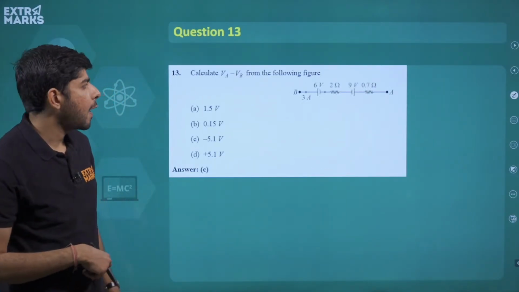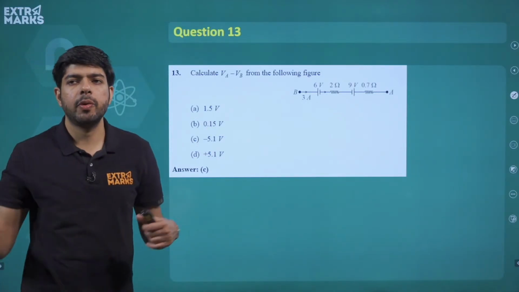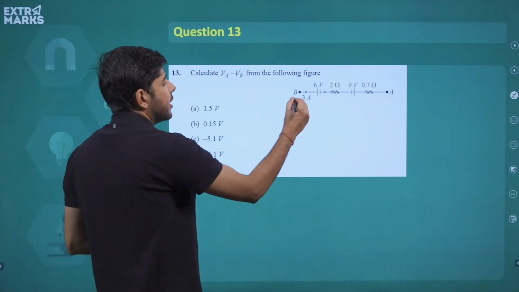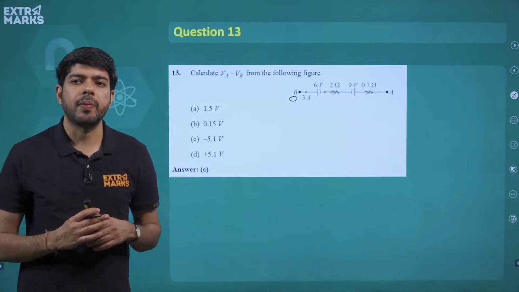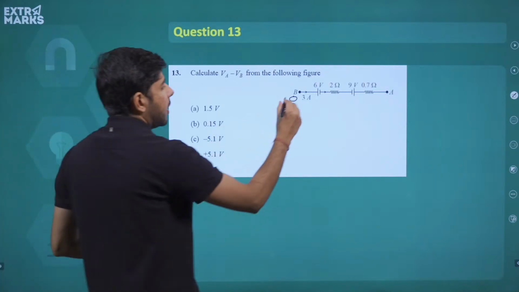Alright. Calculate VA minus VB. So how do we solve? This is all about potential drop. I need to find VA minus VB. So let's say VB is 0. You can take any one as 0, it doesn't matter, because that is a reference point. Alright. So let's say VB is 0. Okay, now let's move.